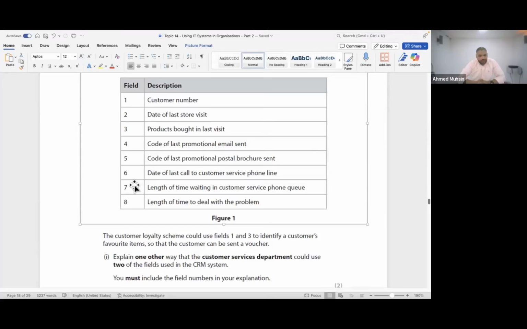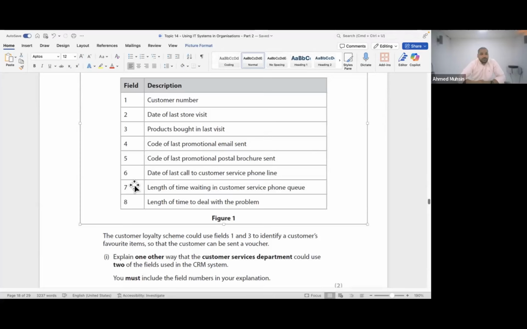How about fields 1 and 6? Now, field number 1 will tell you who the customer is. Number 6 will tell you the last time that they called the customer service phone line. So, you can then call them again. Okay, you can call them again and ask what?